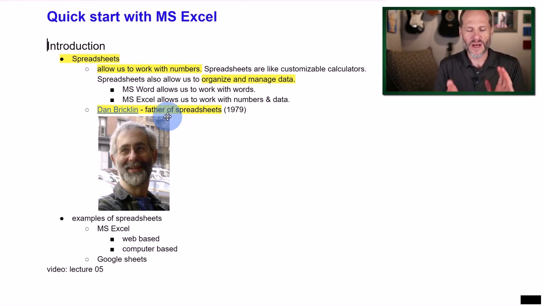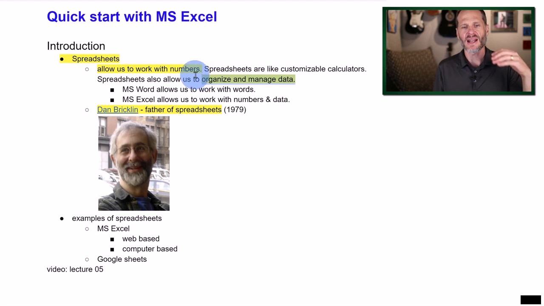And what the spreadsheet was and is, is like a really powerful calculator that's customizable. Okay, so just like Microsoft Word allows you to work with words, word processing software allows you to work with words, Microsoft Excel and spreadsheets allow you to work with numbers, right? So that's what a spreadsheet is. It allows you to work with numbers, it allows you to organize and manage data, right? Of course, if you want to take organizing and managing data to a higher level, you need to go to database. But at a very introductory level, Microsoft Excel will allow you to organize and manage data, and primarily it's built to allow you to work with numbers like a customizable spreadsheet.